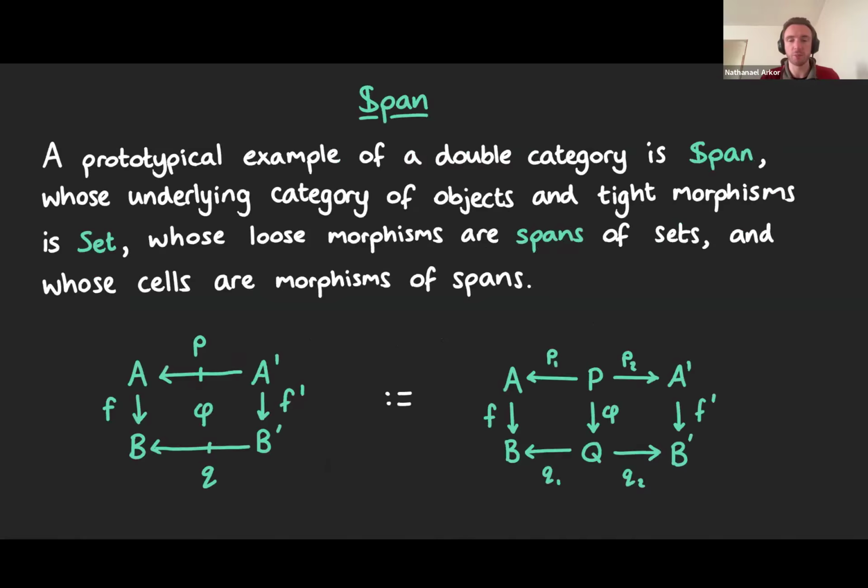Now, let me give you a couple of examples. There's a prototypical example of a double category whose objects are sets, whose tight morphisms are functions, whose loose morphisms are spans of sets, and whose cells are morphisms of spans. So they're functions as on the right, a function from P to Q, between the apices of the spans, making the two squares commute. And you can define composition in the loose direction via pullback of sets.